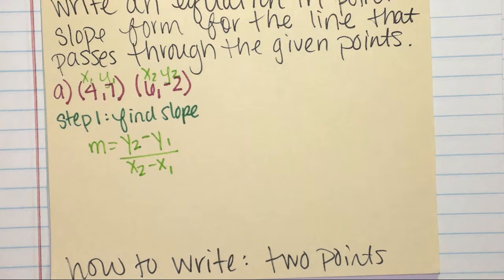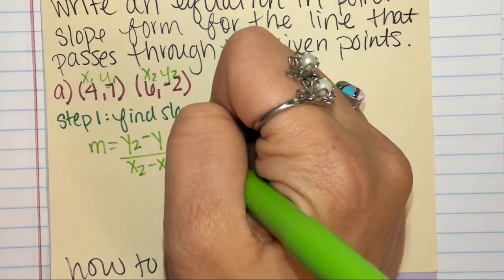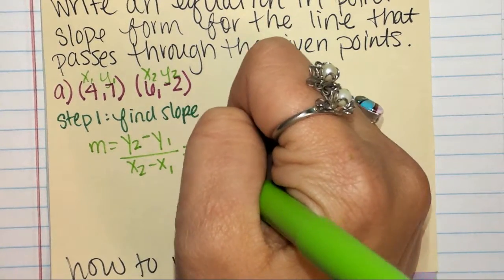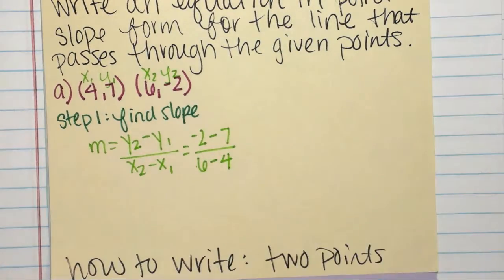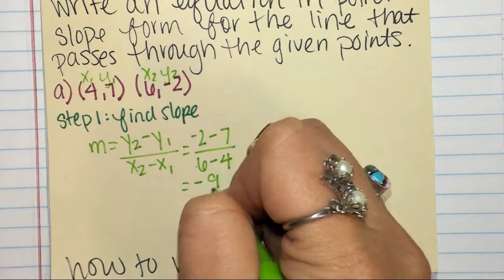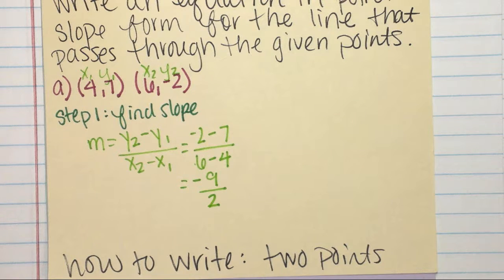And we've already labeled it, correct? Correct. So all you have to do from here is plug it in. So what's Y2? Negative 2. What's Y1? 7. Divided by? 6 minus 4. Okay, what's negative 2 minus 7? Negative 9. And 6 minus 4? So that's our slope, negative 9 halves. And we're not afraid of fractions, so it's okay.